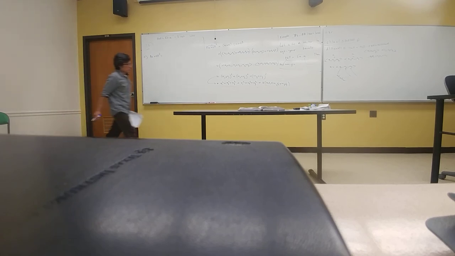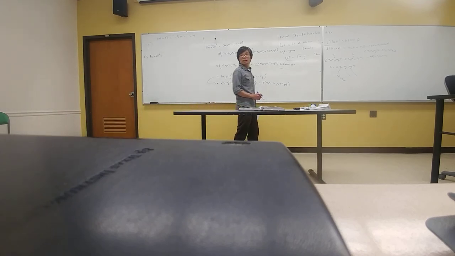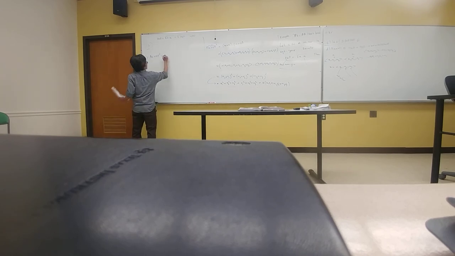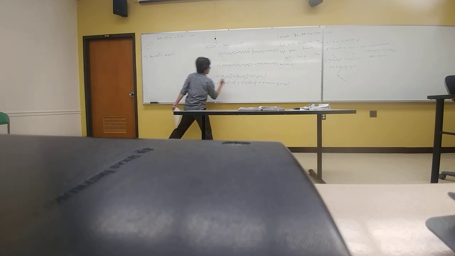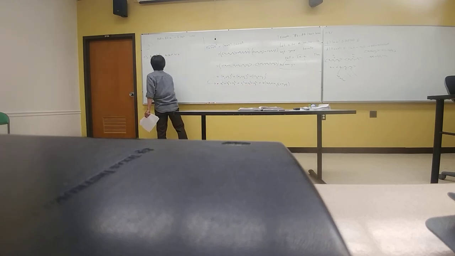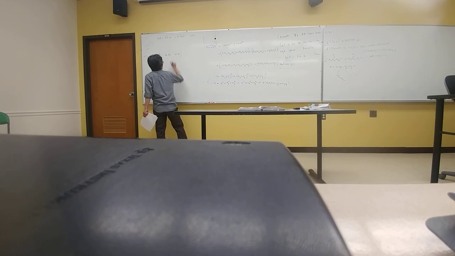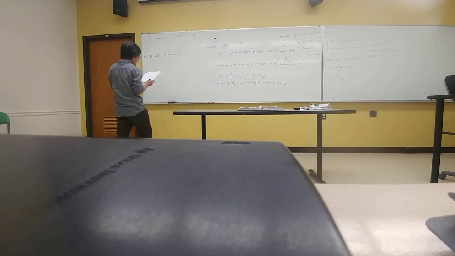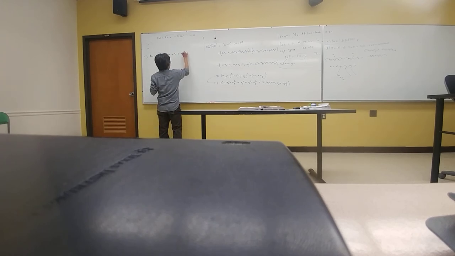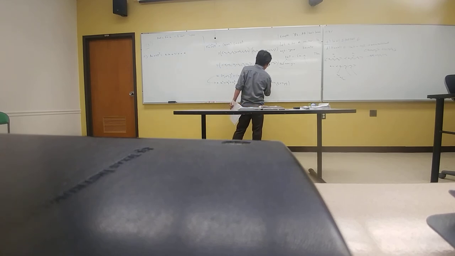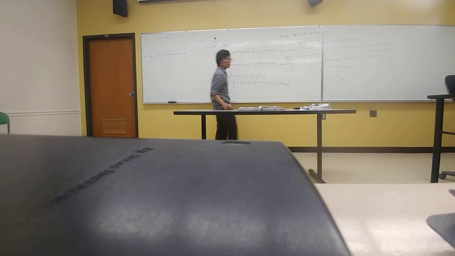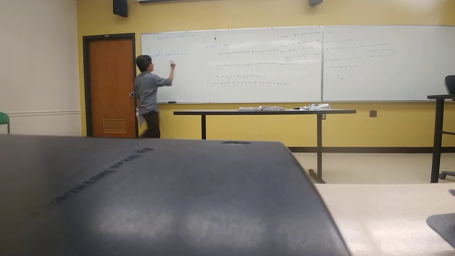So what is u1 squared plus u2 squared plus u3 squared? U dot u, right? Okay, so u dot u. And v1 squared plus v2 squared plus v3 squared is v dot v. And then plus 2. So what is u1 v1 plus u2 v2 plus u3 v3? U dot v, right? All right.